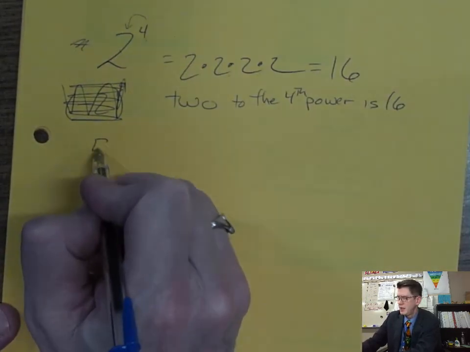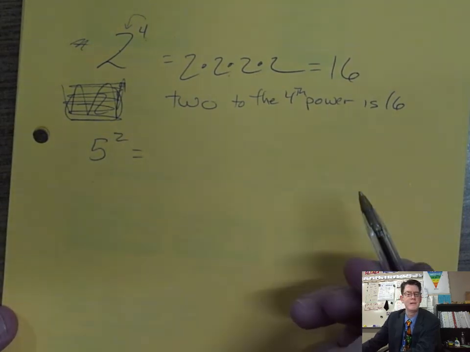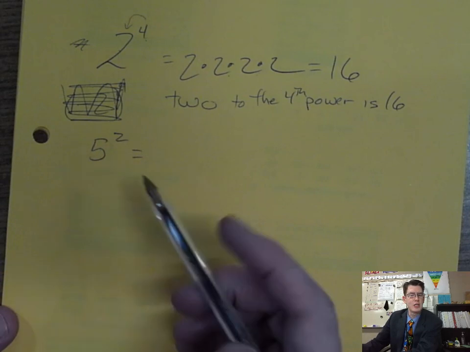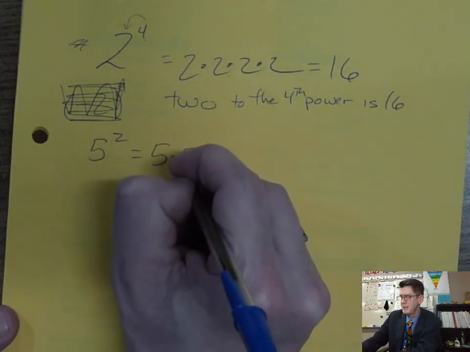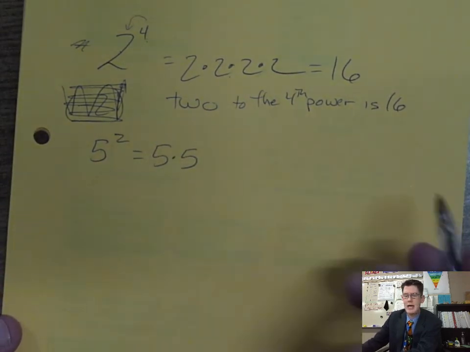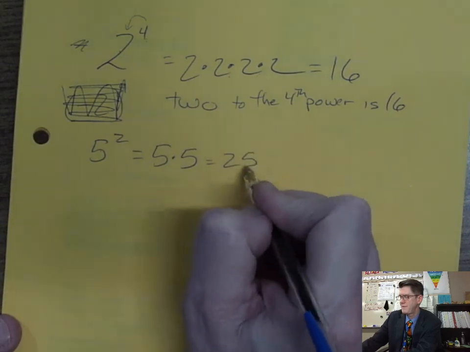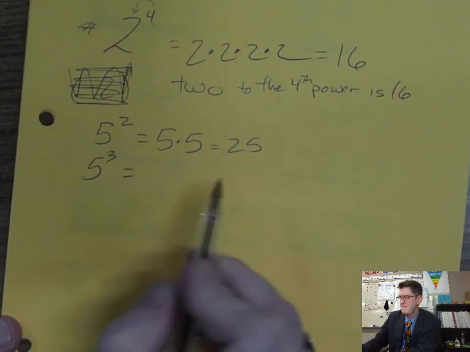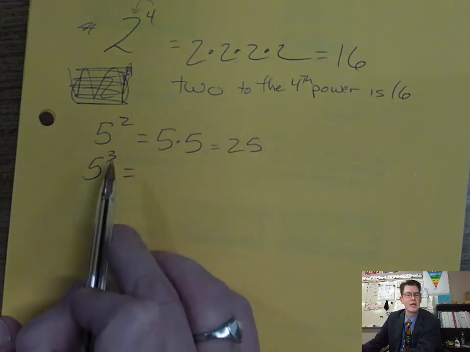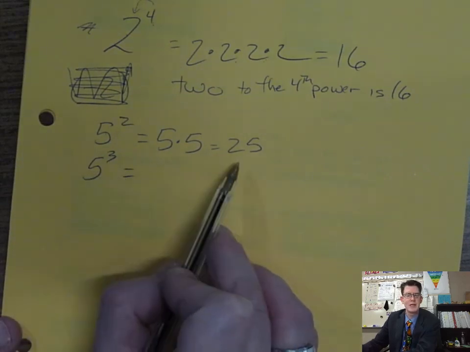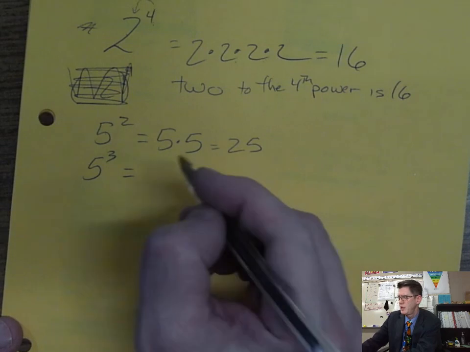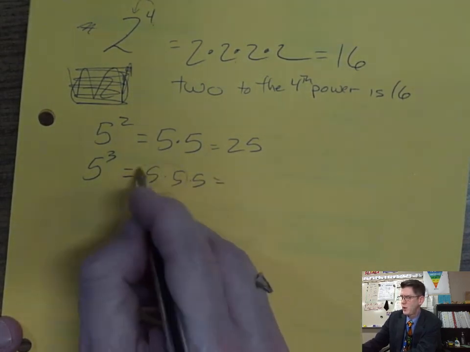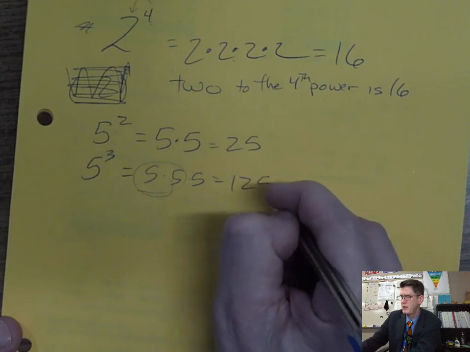So what's 5 squared, for example? It's not 10, it's an instruction. You take 2 of these 5s and multiply them together. So that becomes 5 times 5, which is 25. Well, what about 5 to the 3rd? That's 5 times 5 times 5. That's 3 of those, 3 5s. I've got 25 times 5, that's 125.